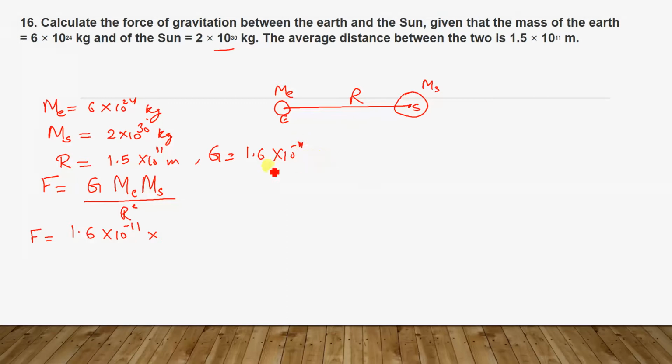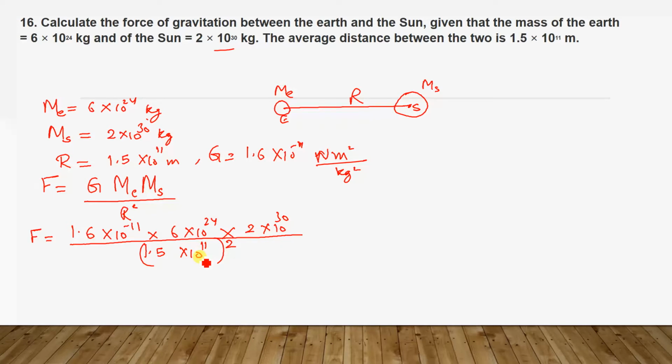Okay? Newton meter square per kg square, these are its units, you have to remember it. Okay, so we will fit the values. And mass of Earth is 6 into 10 raised to power 24. Mass of Sun is 2 into 10 raised to power 30. And the radius, distance between them from the centers, that is R, is 1.5 into 10 raised to power 11, its square. So students, to solve this, the powers, the exponents, we will keep on one side, and then the numerical values we will separate, and then we can solve it. Okay, so let's solve it.